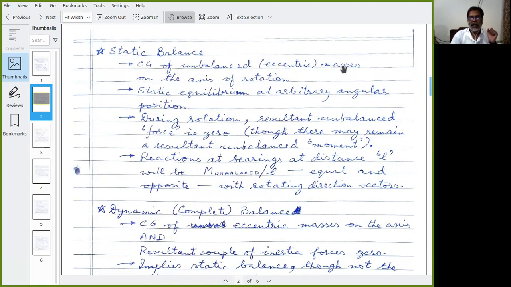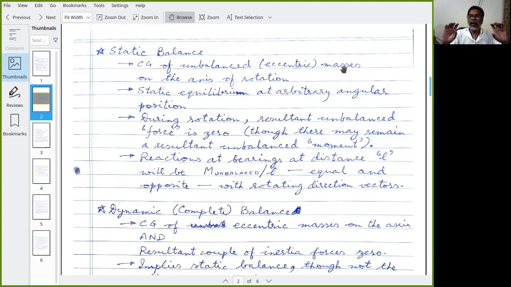In that case, what happens? See, in that case, static balance, in the sense that against gravity, the shaft with its mountings can stay in any arbitrary orientation. You turn the shaft along with all its mountings by 20 degrees and leave it a little gently, it stays there. And at 10 degrees, it stays there. So, because in every case, the CG of all the eccentric masses together falls on the axis.